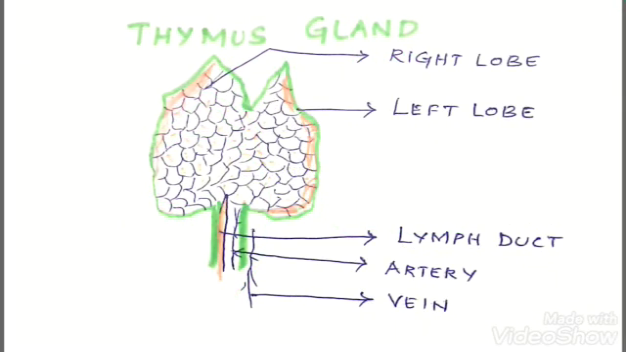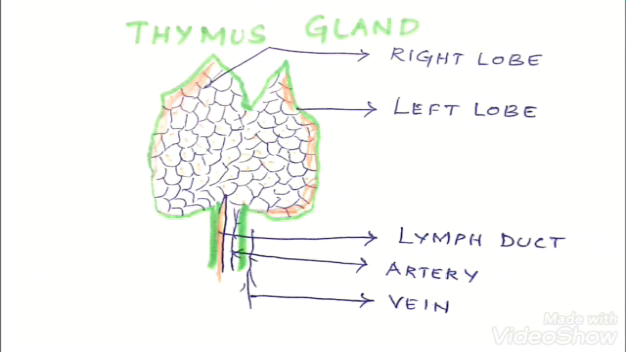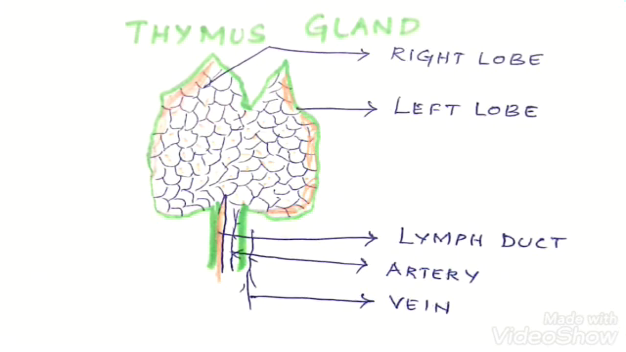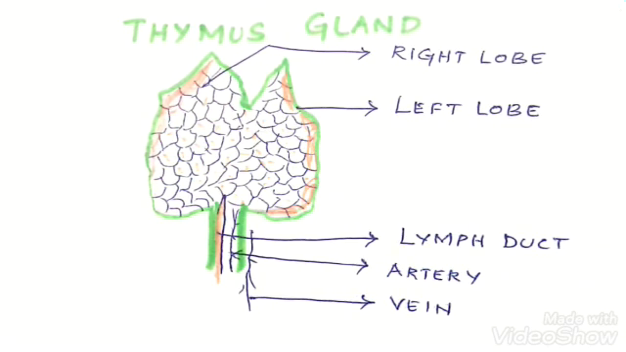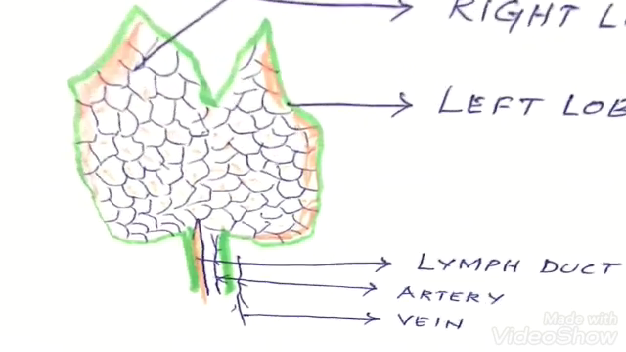Thymus is partly an endocrine gland and partly a lymphoid gland. It is located in the upper part of the chest cavity. Thymosin is the hormone secreted by the thymus. It has a stimulatory effect on the immune function. It stimulates the production and differentiation of lymphocytes.